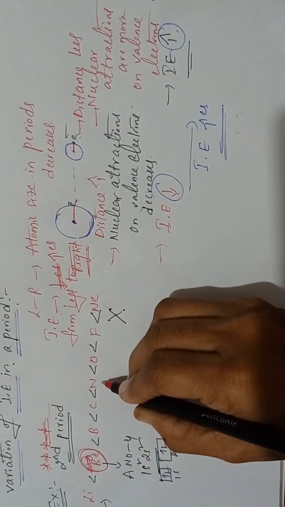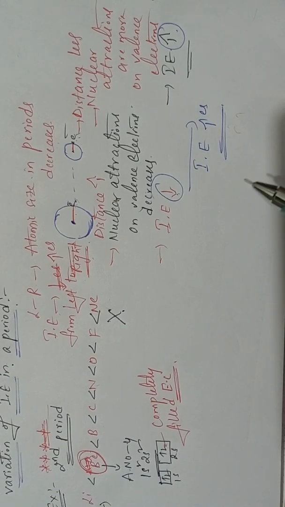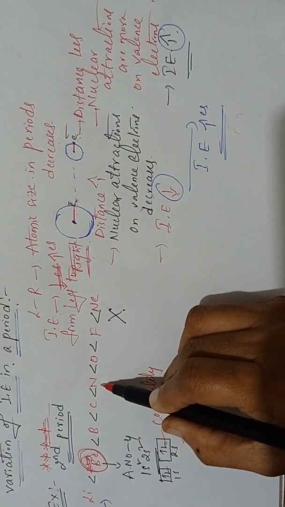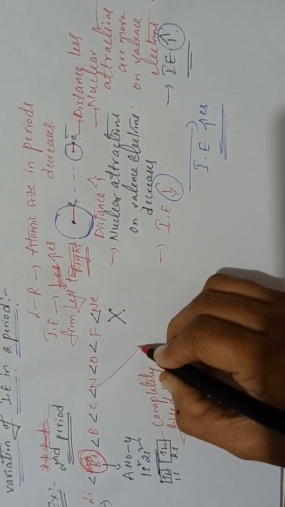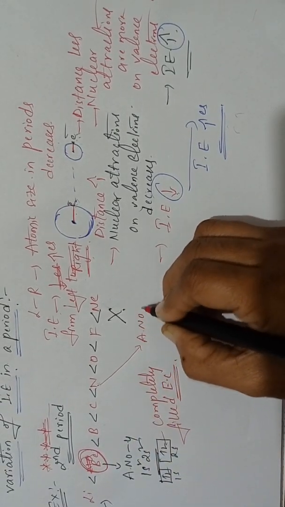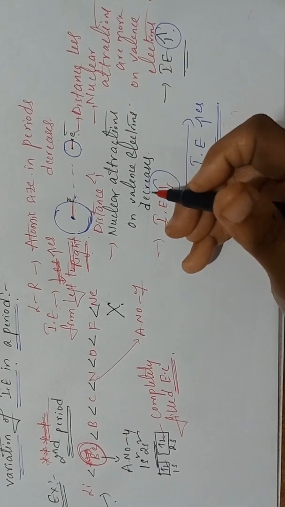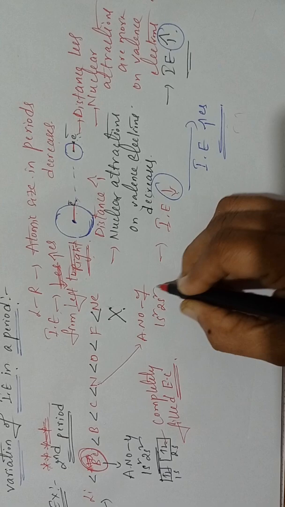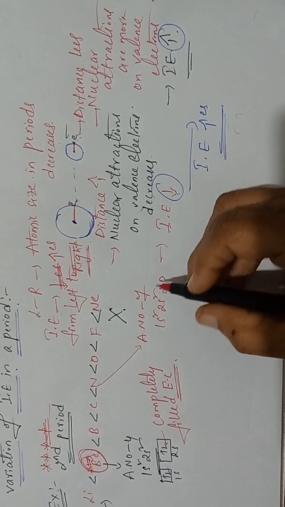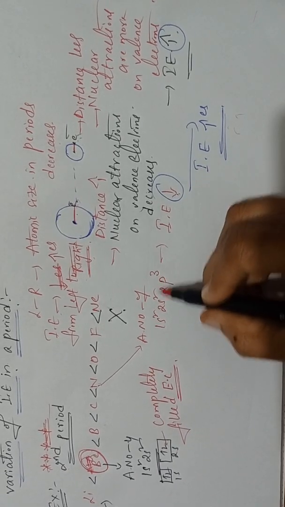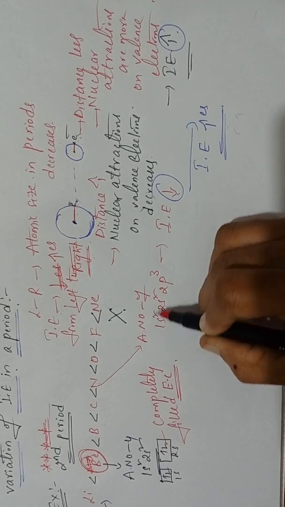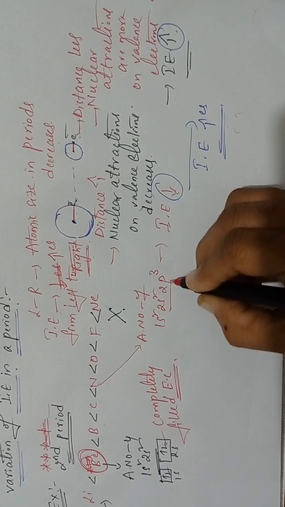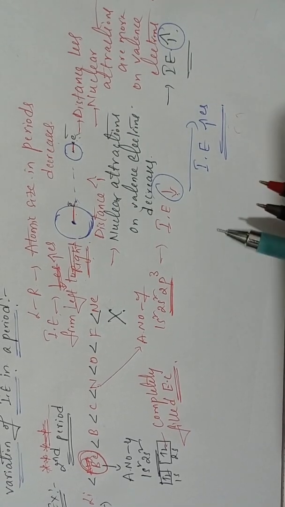Now coming to nitrogen, students. In the case of nitrogen, what is the atomic number? Atomic number of nitrogen is 7. What about the electronic configuration? 1s2 2s2 2p3. Correct? 3 plus 2 is 5, 5 plus 2 is 7. So 1s2 2s2 2p3, it is the valence electronic configuration.